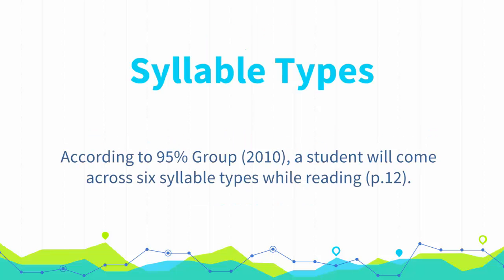According to 95% Group, a student will come across 6 different syllable types while reading. The 6 syllable types include closed, vowel consonant E or silent E, open, vowel teams, consonant LE, and vowel R. Let's take a closer look at the first 2 syllable types, closed and silent E.